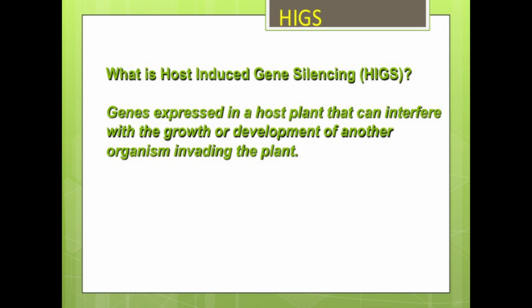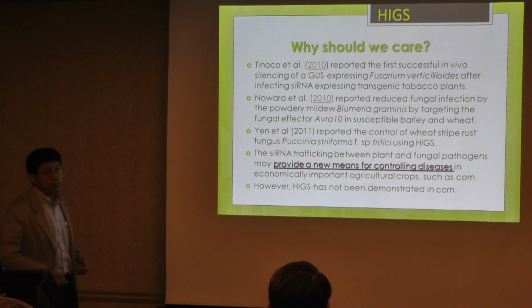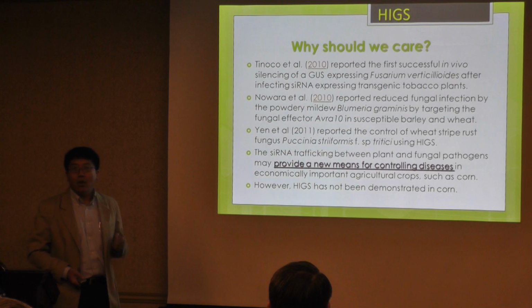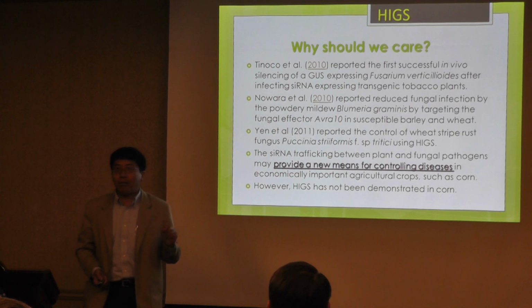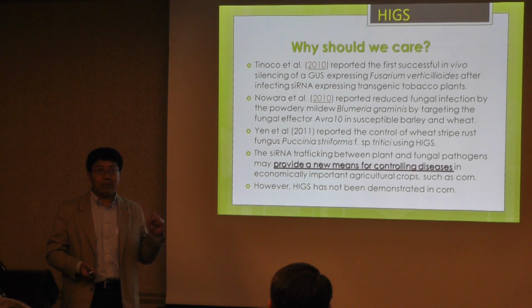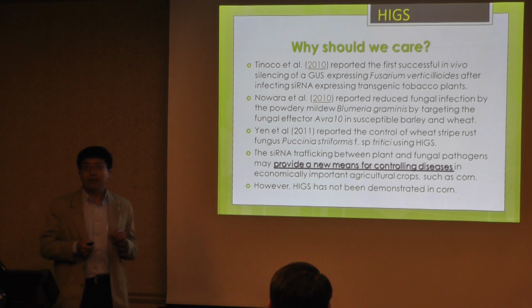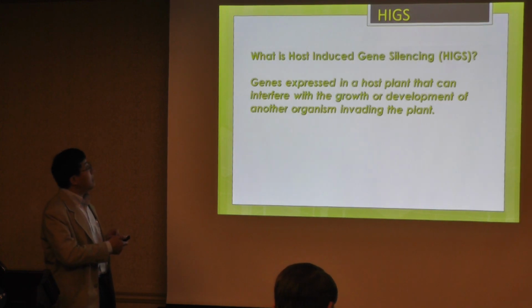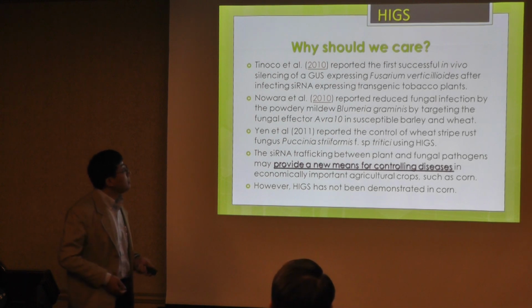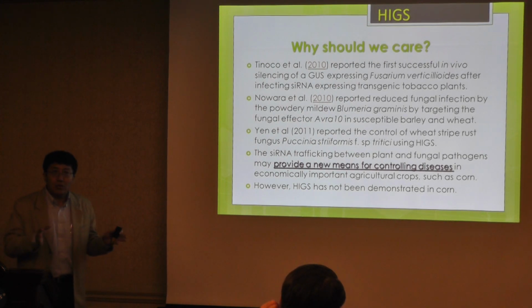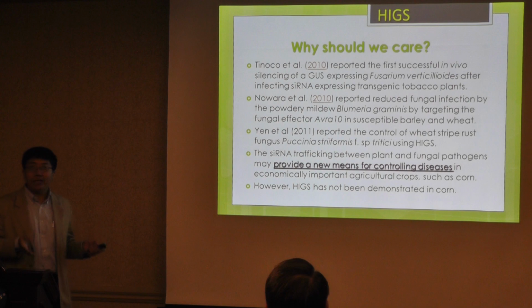So why should we care? The importance of this study is that, first, this report was published in 2010. What they did is they have a tobacco plant expressing a small RNA molecule. That small RNA molecule is tagged to aflatoxin. Okay, what they did after that is they infect that transgenic tobacco plant with a Fusarium.